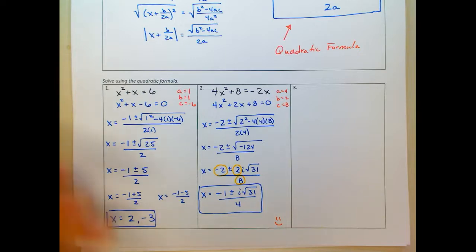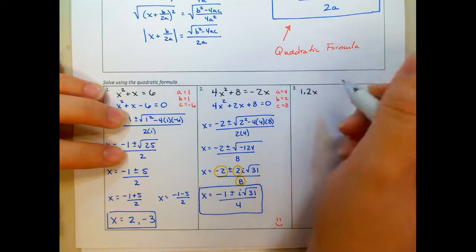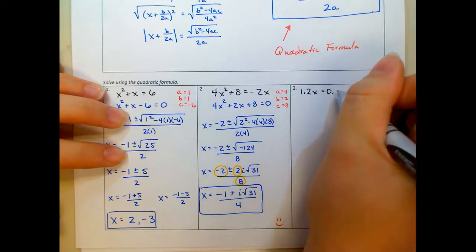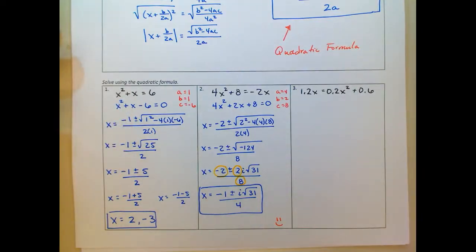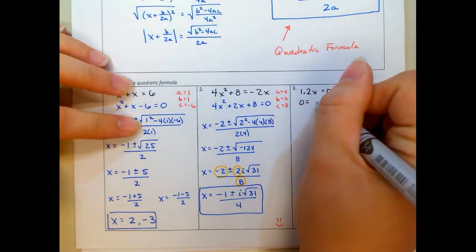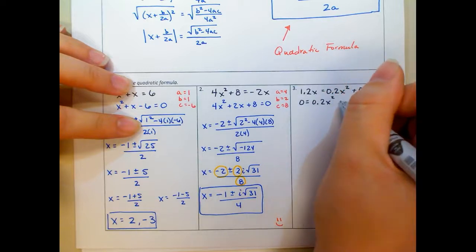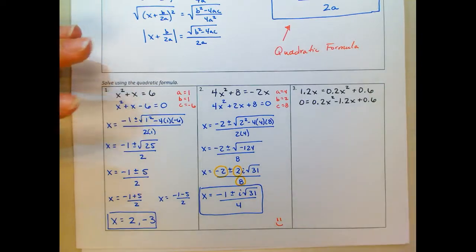So number 3, actually we'll do number 3 partially together. So 1.2x equals 0.2x squared plus 0.6. Now, of course, the first thing to do is get this into standard form. So this would be 0 equals 0.2x squared minus 1.2x plus 0.6. Notice I simply subtracted the 1.2x over. You could have subtracted the 0.2x squared and the constant over. That would have been fine.